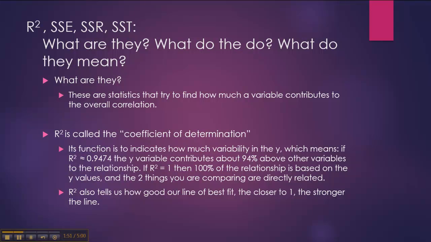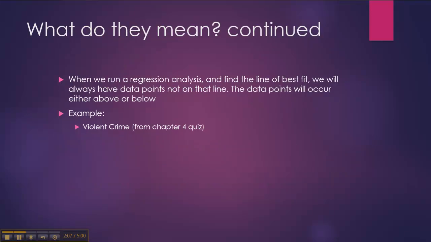R squared also tells us how good our line of best fit is. I apparently can't type, and I should probably proofread. The closer to 1, the stronger the line. But now let's break it down.